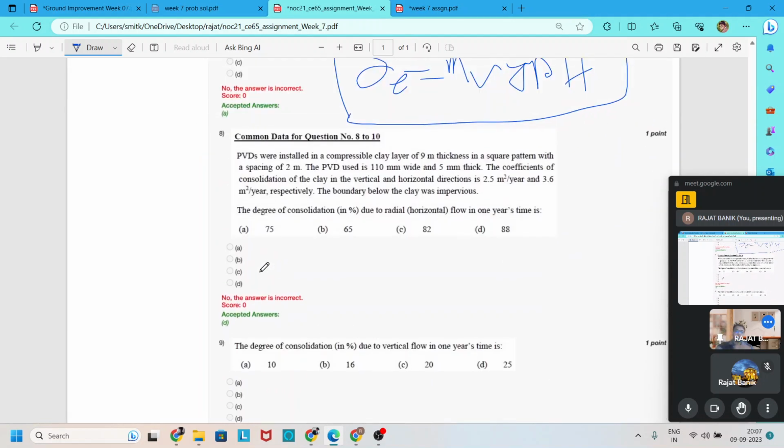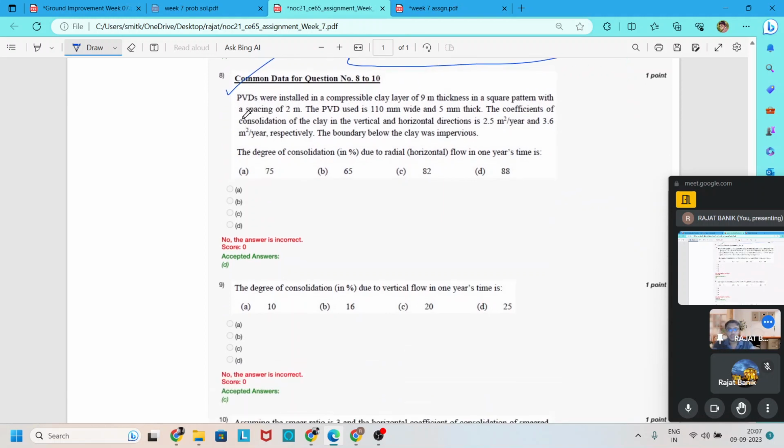Now questions 8 to 10 we need to solve one by one, which are based on one problem only. Here it says that PVDs, that means prefabricated vertical drains, were installed in a compressible clay layer of 9 meter thickness in a square pattern. That means the thickness of the layer H is 9 meter, and the pattern is square with the spacing given as 2 meter. Then the prefabricated vertical drain dimension is given as 110 mm by 5 mm thickness.